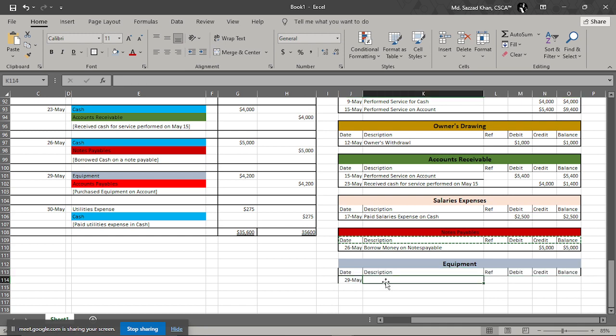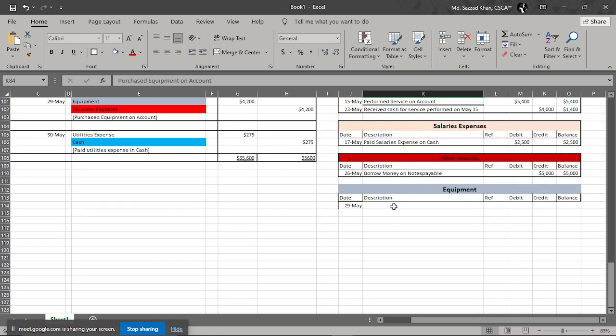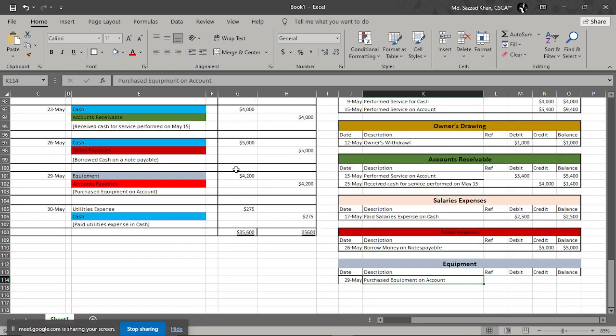What did you do with the equipment? You purchased equipment on account, right? Purchased equipment on account. How did it affect my transaction? Equipment will be debited. Equipment is under the assets, and an increase in an asset is a debit entry. So generally equipment will open with a debit balance.